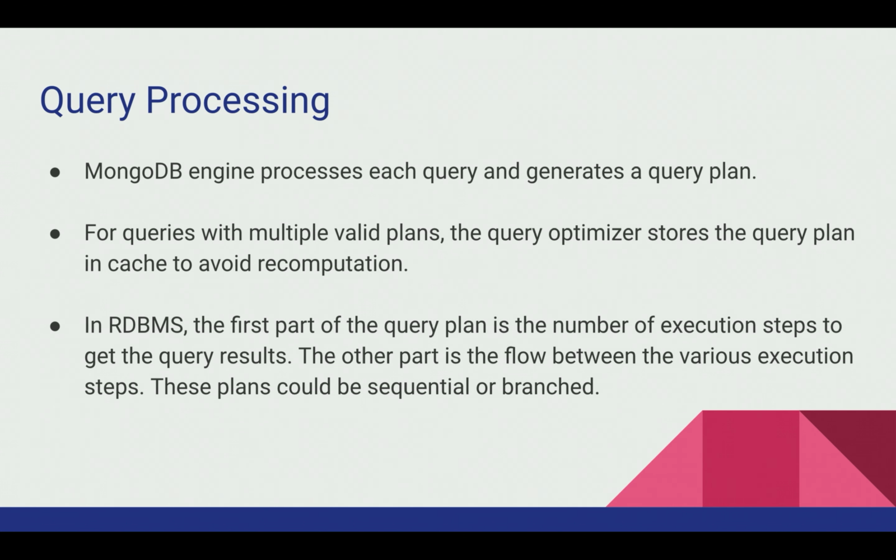In RDBMS, query plans are called execution plans as they're merely the steps that are followed while executing the query. The first part of the query plan is the number of the execution steps to get to the query result, where each step represents a database operation. The other part is the flow between the various execution steps. Now, these plans could be sequential or branched, which represents a single data source or multiple data sources, respectively.